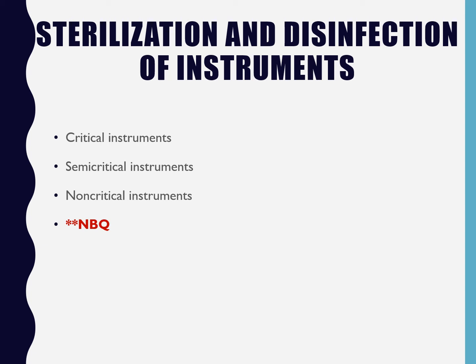Non-critical instruments are things that don't come in contact with those mucous membranes. And so things like our tray, those don't come in contact with the actual tissue. The counters that we use, and things like that, those don't come in contact with the mucous membrane.